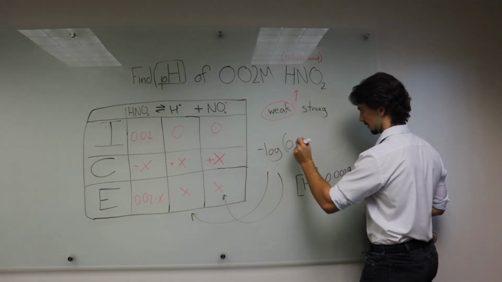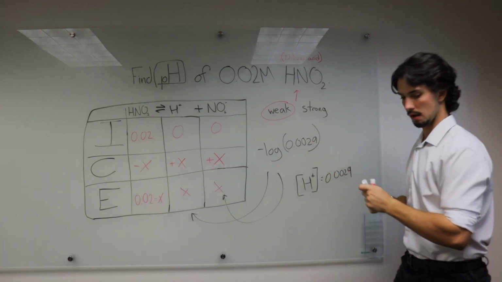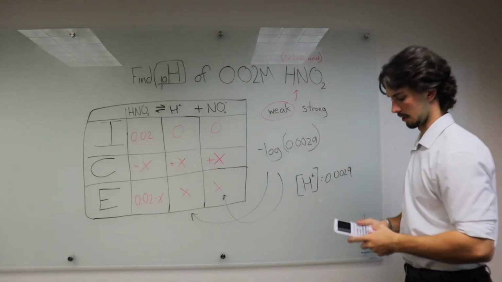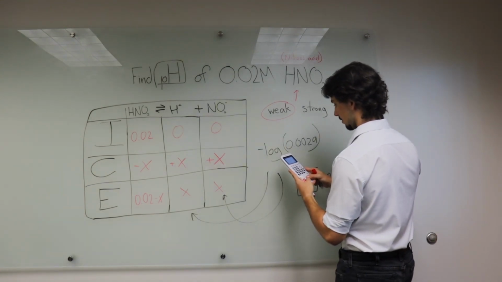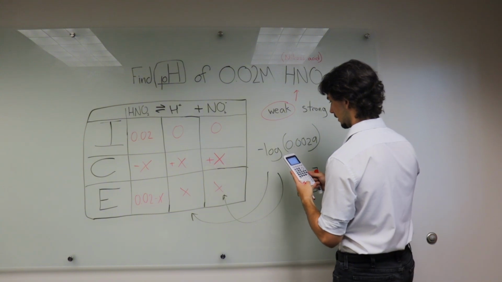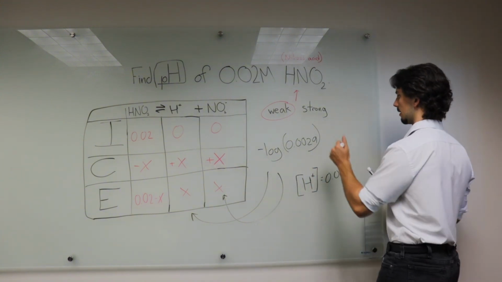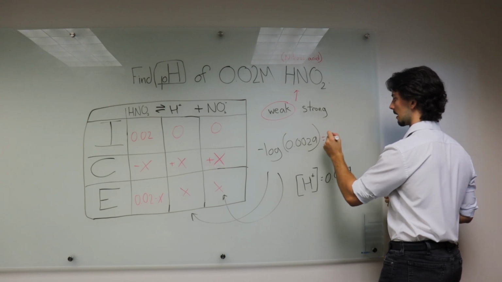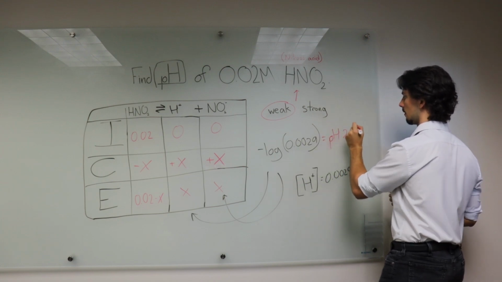We can write 0.0029. And once we put that into the calculator, negative log 0.0029, it'll give us 2.54. Is equal to a pH of 2.54.